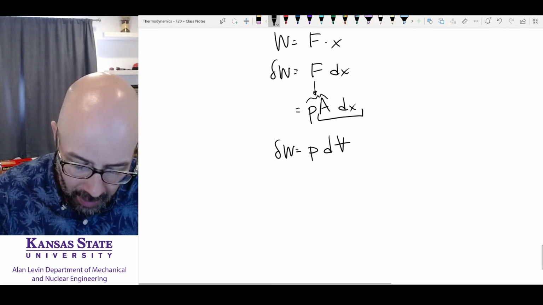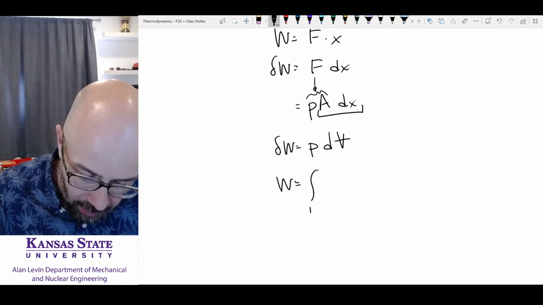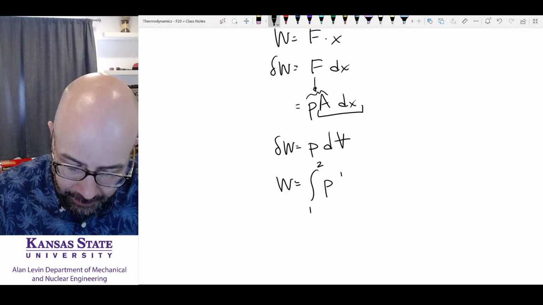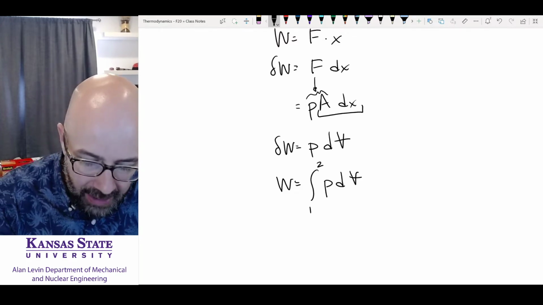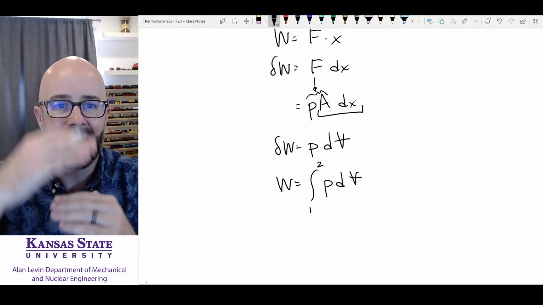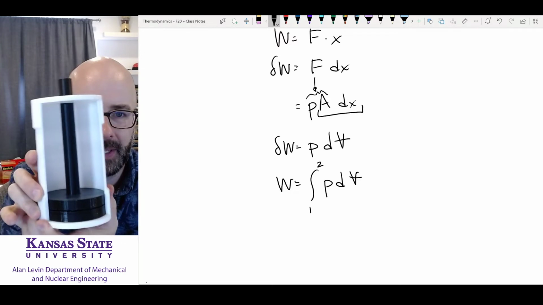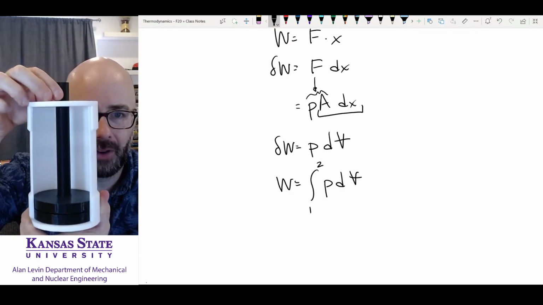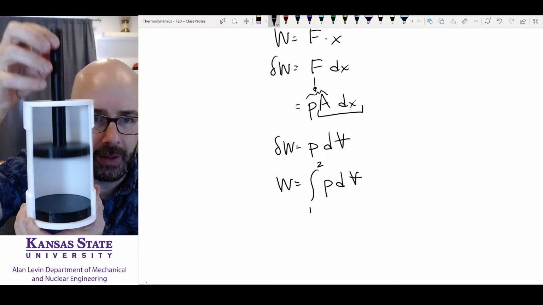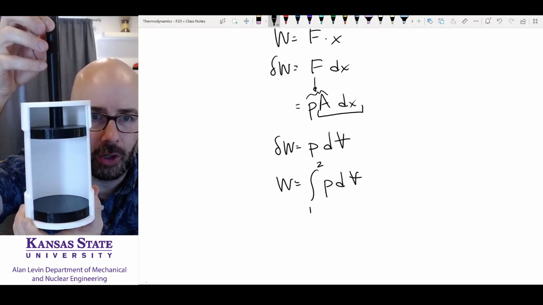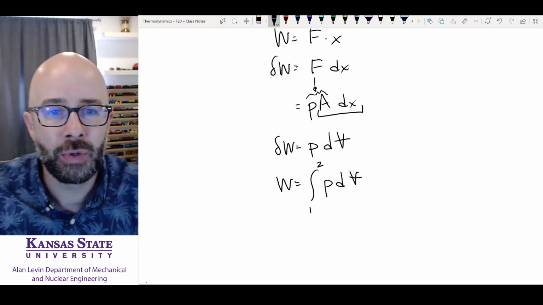So most of the time in our class, because we're dealing with pressures, work is going to be the integral from 1 to 2 of P dV. Now this type of work has a special name. When you're looking at pressure as it changes, here's my piston cylinder. I have volume 1, volume 2. If the pressure is helping us here, this is called boundary work.